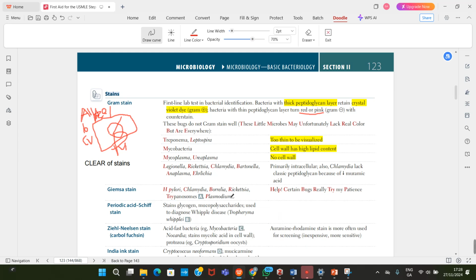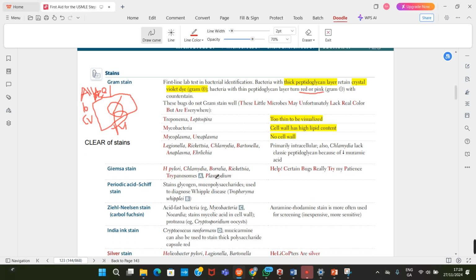Now, there are some particular organisms that you cannot see by Gram staining. What are these organisms? And why can't we do Gram staining to see them? So the first two are Treponema pallidum, which causes syphilis, and the Leptospira organisms. These are spirochetes, more like snake-like organisms. Under the spirochetes we have three: Treponema, Leptospira, and Borrelia. They are too thin to be visualized. You cannot see them because they are too small. So that's why we cannot Gram stain them.